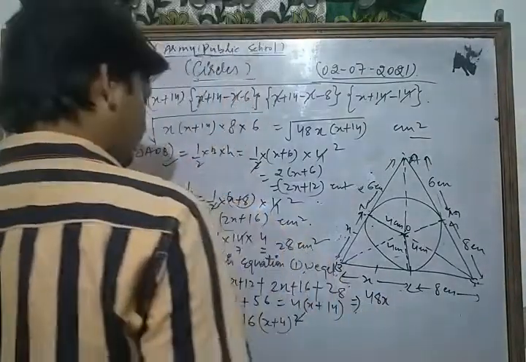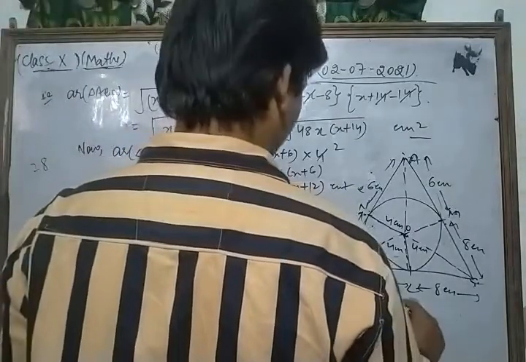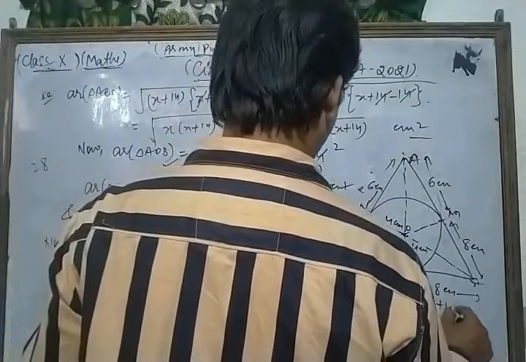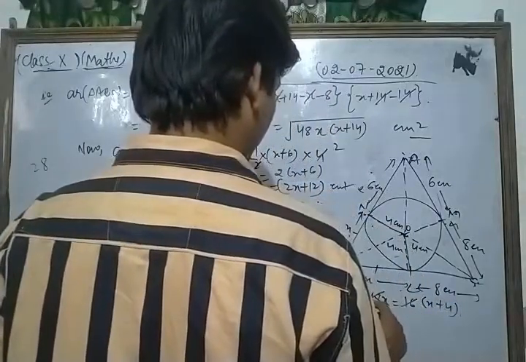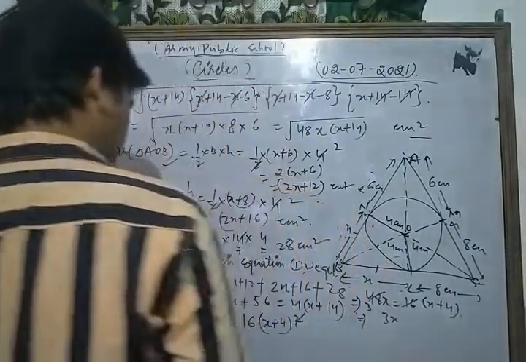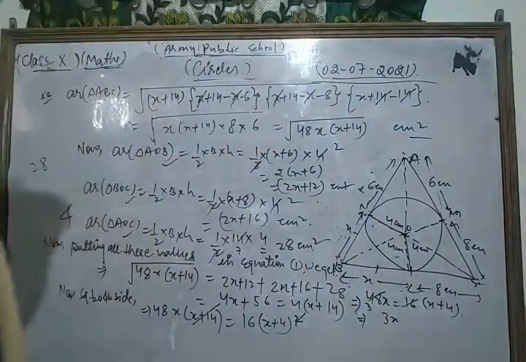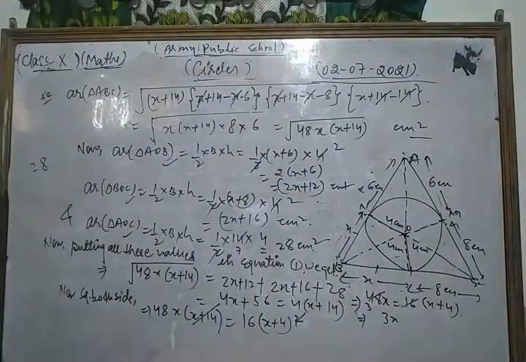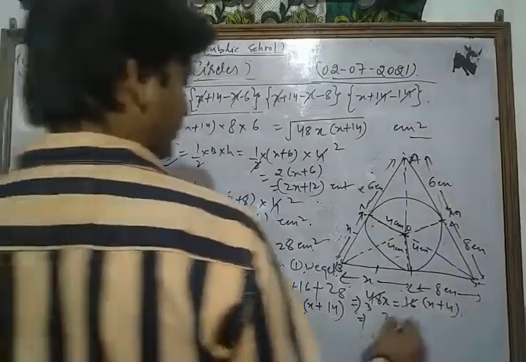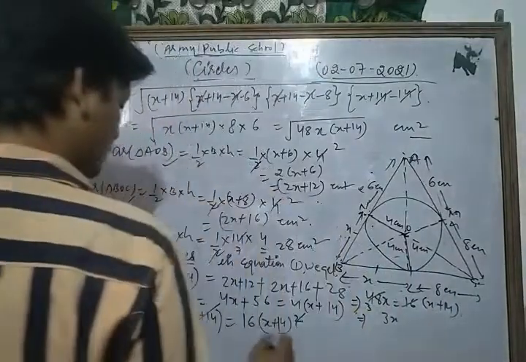48x is equal to 16 into x plus 14. So 3x is equal to what? This is x plus 14 here. x plus 14 cancel to each other.